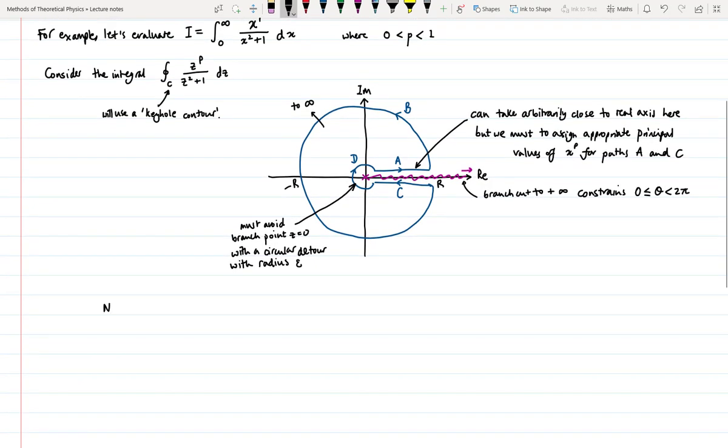Okay, let's now consider the contributions to our contour integral. So we have the integral along this keyhole contour can be broken up into a contribution along A, a contribution along B, a contribution along C, and a contribution along D. And eventually we will be using our familiar residue theorem. Let's look at each of these contributions in turn.